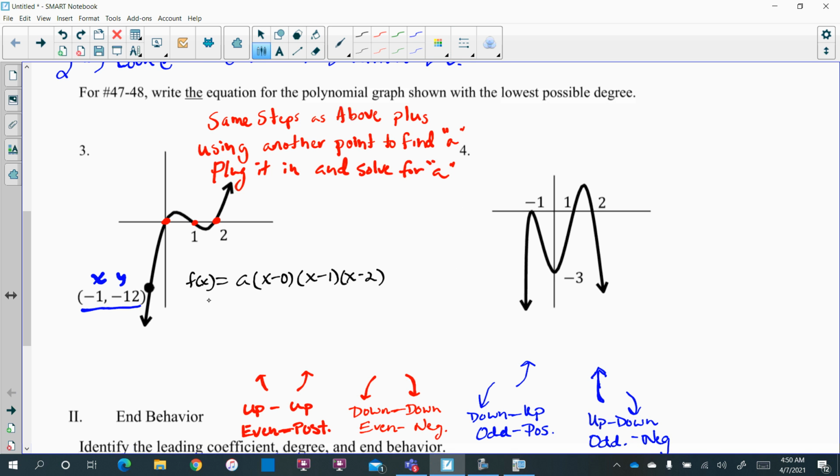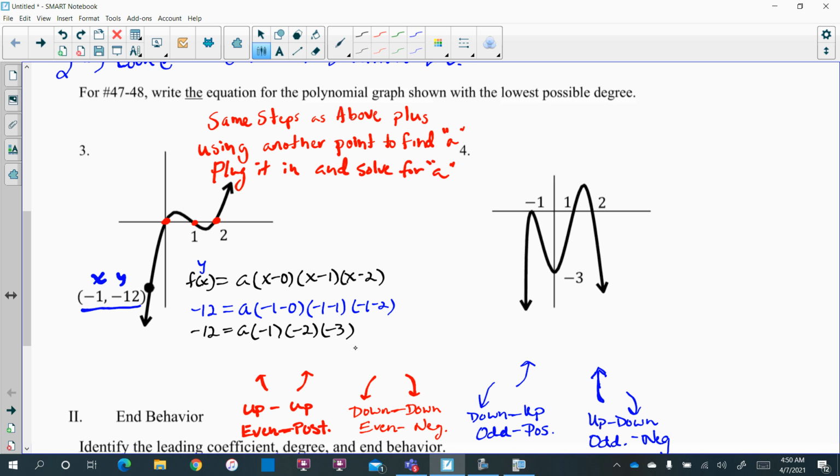So what I'm going to do is, your f of x is like your y, so I'm going to put a negative 12 equals a, and then I'm going to plug in these numbers for x. So I have negative 1 minus 0, then negative 1 minus 1, and then negative 1 minus 2. Now I'm just going to simplify this. Okay, so negative 12 equals a times, this will be negative 1, this is now going to be negative 2, and this is going to be negative 3.